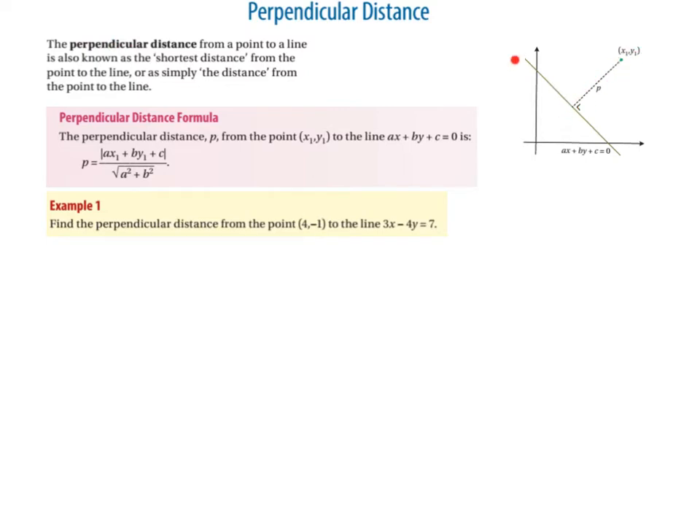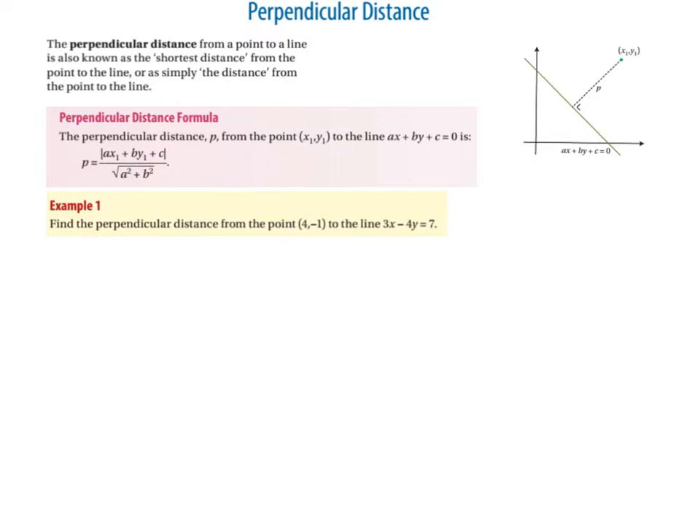Now you can see here we have an equation of the line, and it has to be of the form ax plus by plus c is equal to 0, and then all we need is a point, guys. The perpendicular distance formula is given by p, I usually use d, guys, is equal to the modulus of ax1 plus by1 plus c all over the square root of a squared plus b squared. You don't have to know where this equation comes from, and you don't have to worry about remembering it. It's in your tables book.